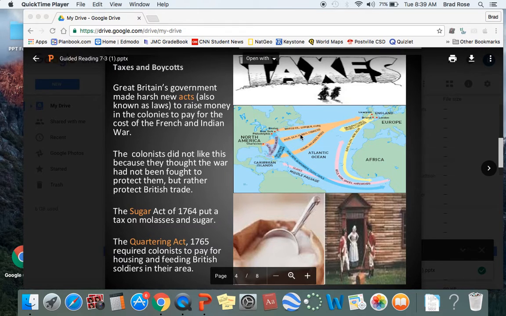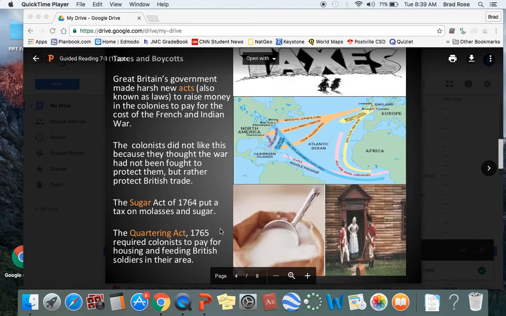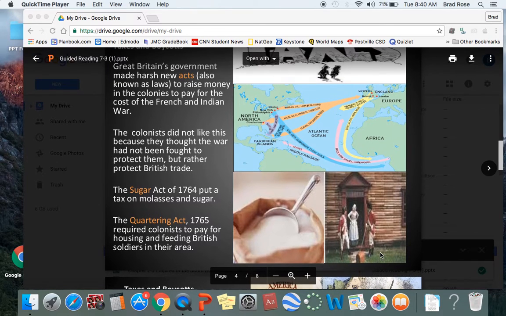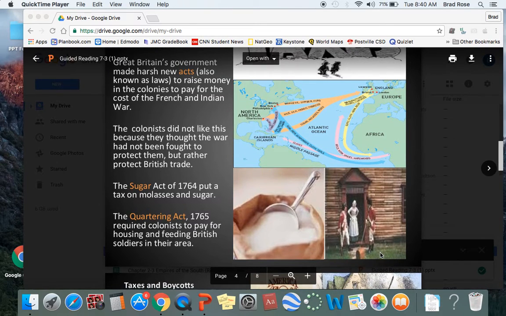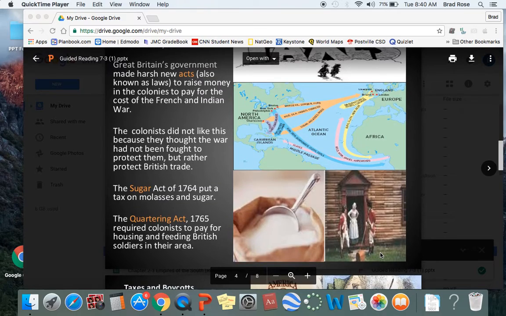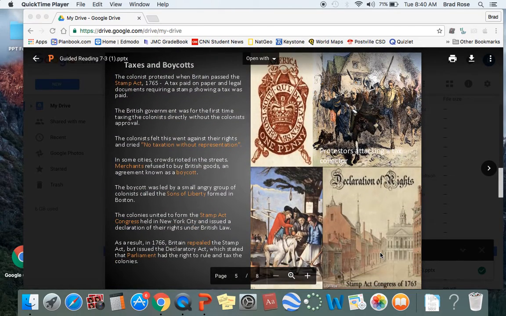And that was a big part of their trade back to the European countries. Also, the British issued the Quartering Act of 1765, which required the colonists to pay for housing British soldiers here. The British soldiers would be required to stay in the cities of the colonies, and the colonists would have to pay for the housing of those men.